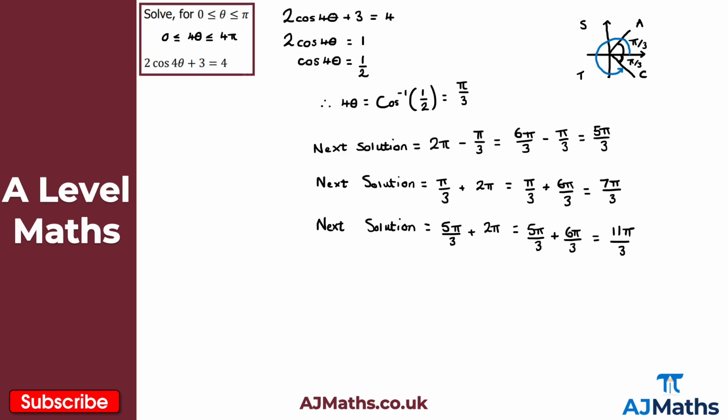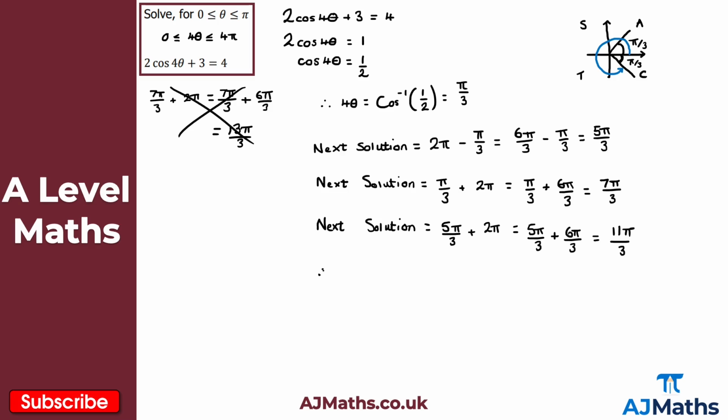So if we just consider the next solution here and whether this would fall within the domain, well, that's going to be 7 pi over 3 plus 2 pi. So if we just quickly do it over here, 7 pi over 3 plus 2 pi, that's the same as 7 pi over 3 plus 6 pi over 3. That would give me 13 pi over 3. And clearly that is greater than 4 pi. Okay, so in that case, we omit this solution here, so we wouldn't include this. So therefore, what we found here is the full set of solutions for 4 theta.